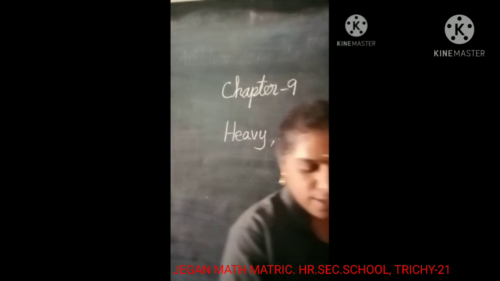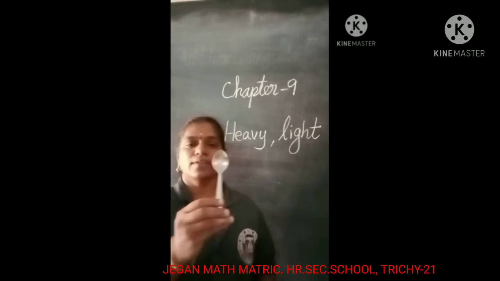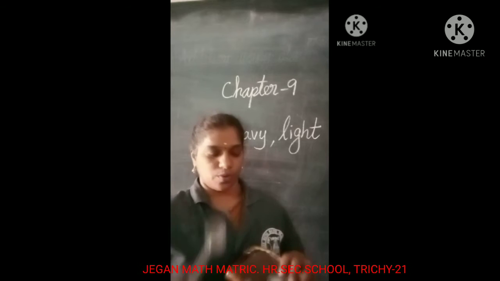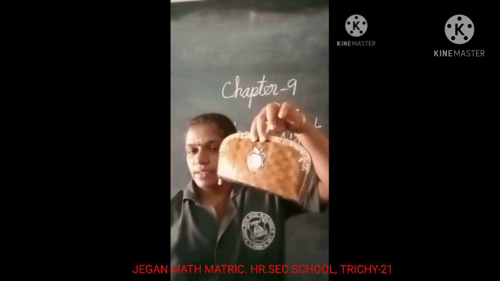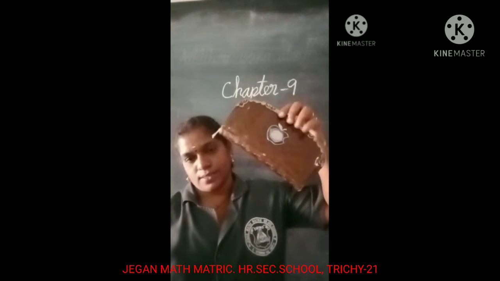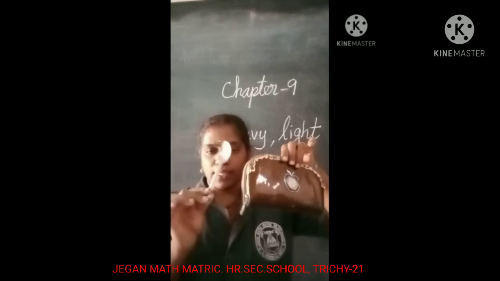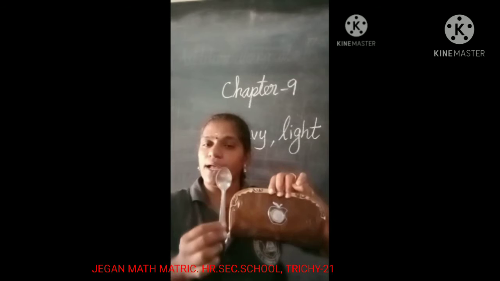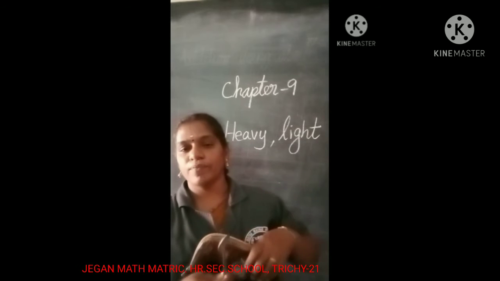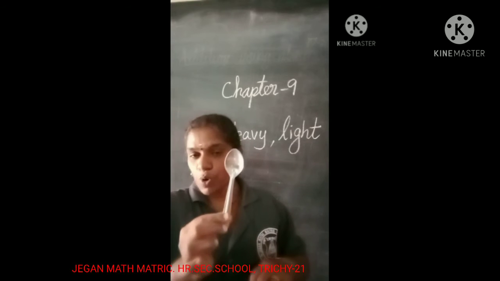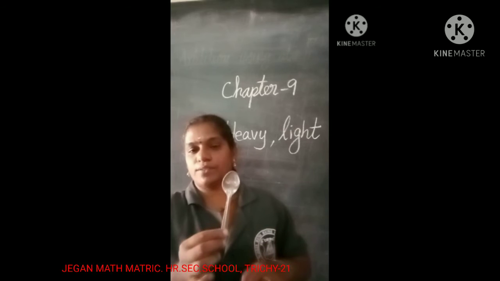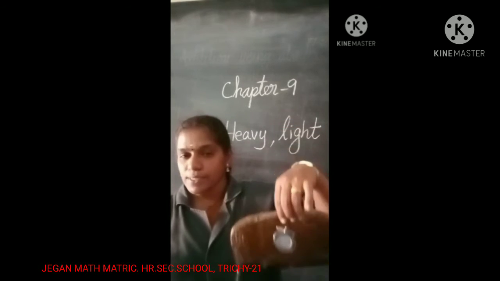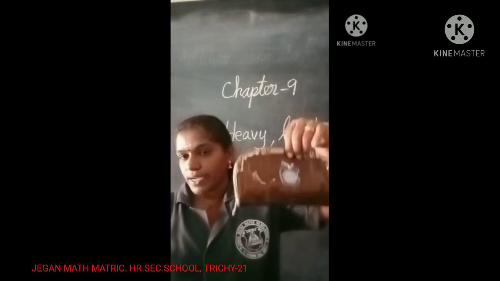Now see the next one. This is a spoon. Now look here. This is a purse. Now see these 2 objects. Which is the heavy object and which is the light object? Tell me. Yes. Spoon is a light object and purse is the heavy object.